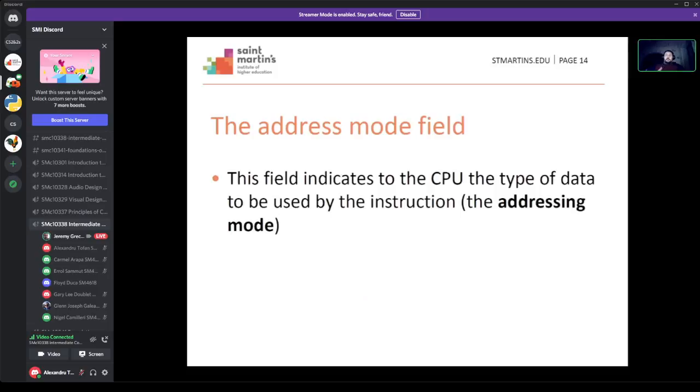Now, when we talk about the addressing mode, it is essentially used in order to identify how we're going to be interpreting the bits for the operand. Okay, essentially it indicates to the CPU the type of data that we're going to be reading from the rest of the instruction. All right, this is known as the addressing mode.